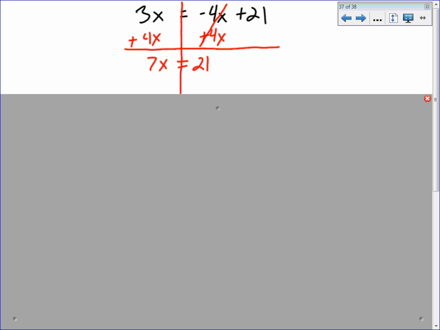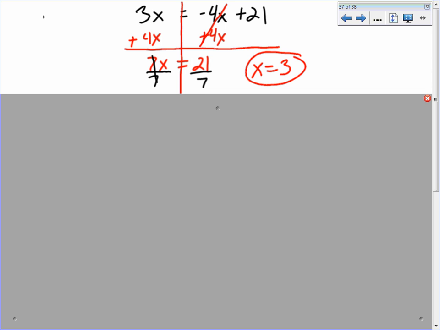Now we're left with a problem that we're used to solving. Now we need to isolate the variable, get it all by itself, which means we're not going to do anything with the x. We're going to get rid of the 7 by dividing, because it was currently multiplication. The opposite of multiplication is division. We'll divide both sides by 7, and you're left with x, and then 21 divided by 7 gives us 3.